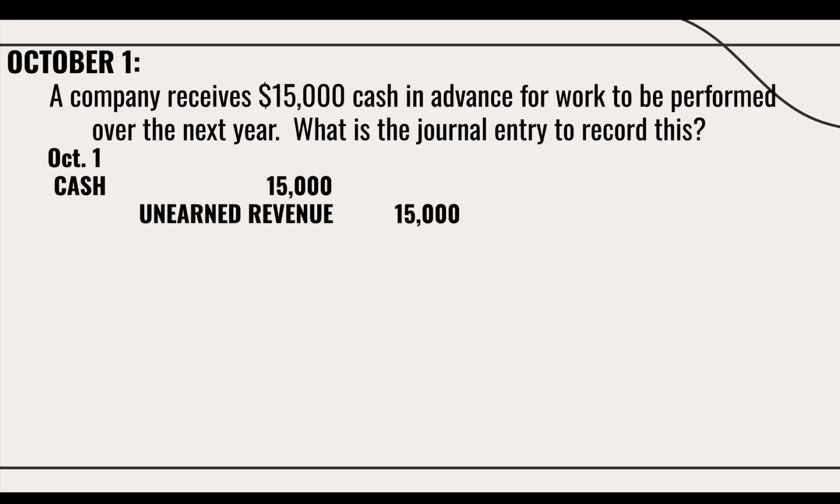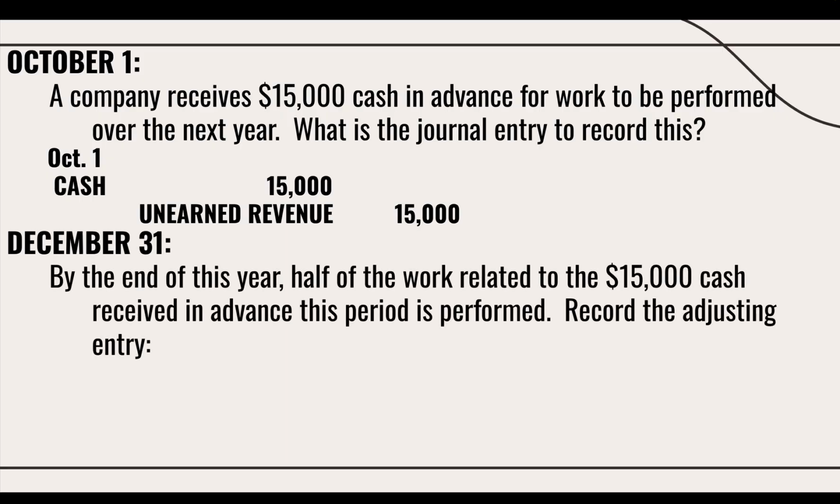All right, so the correct answer here is a debit to cash and a credit to unearned revenue. Remember, we are receiving cash, but we haven't done any work yet. And so because of the revenue recognition principle, we cannot count that as revenue. Remember, unearned revenue is a liability. So as liabilities increase, they get credited.